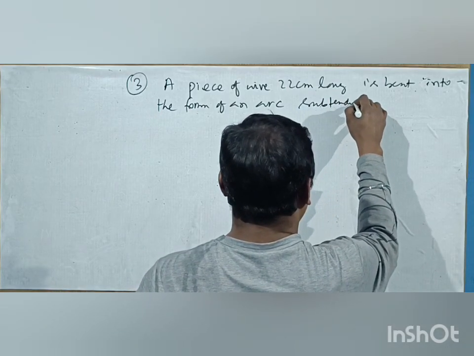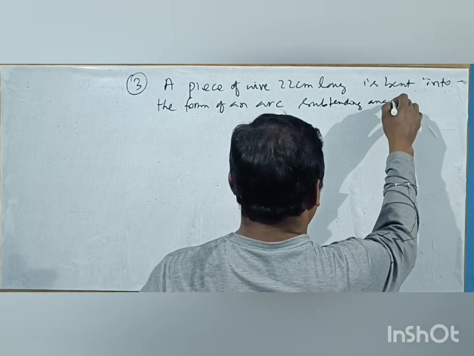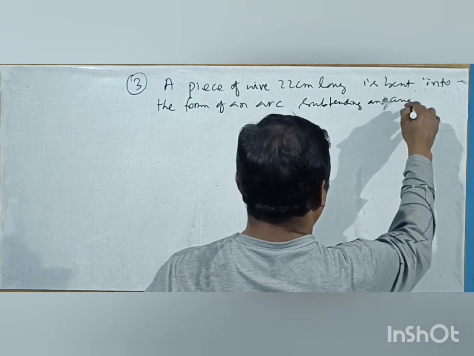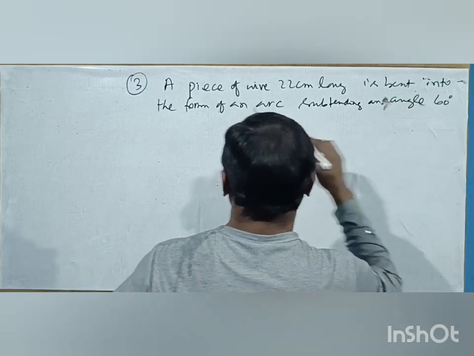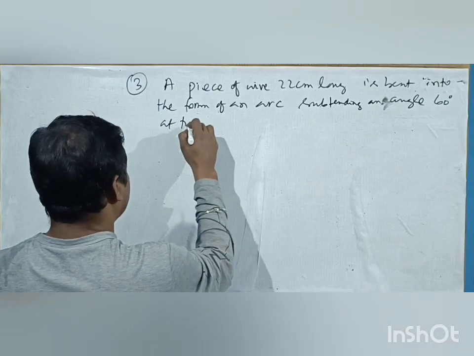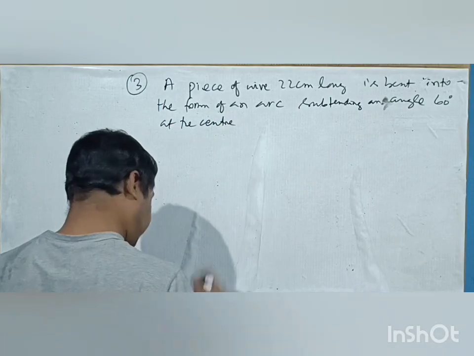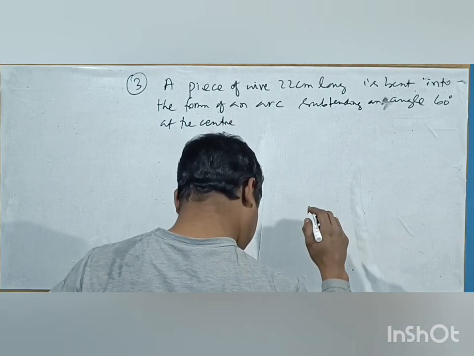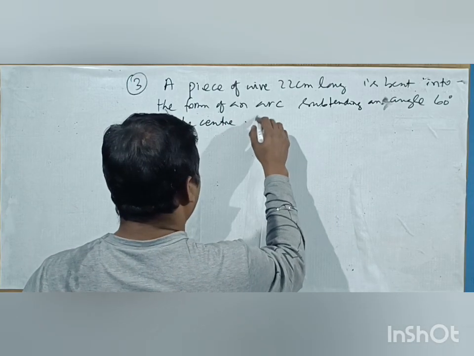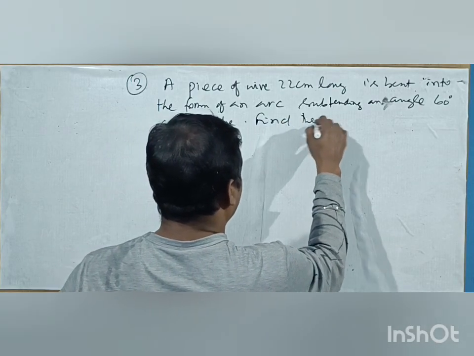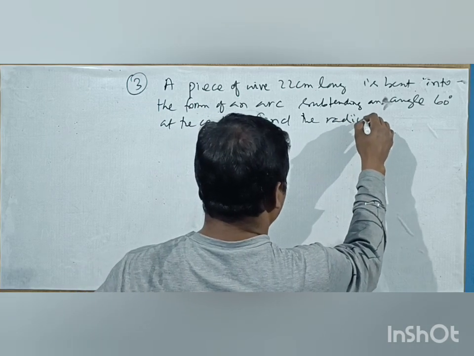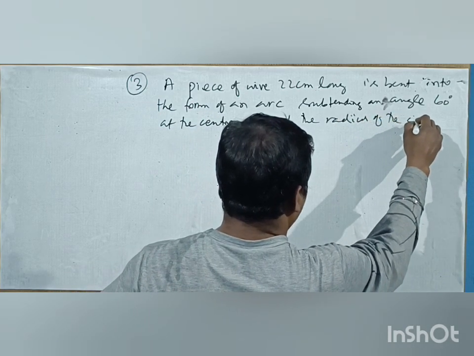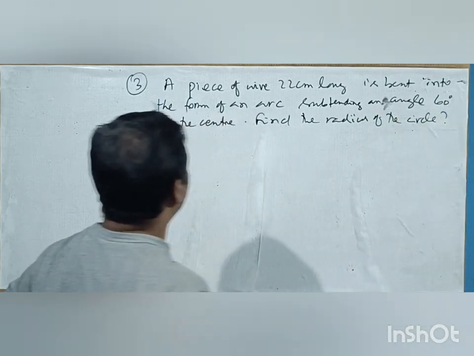Obtaining an angle of 60 degrees at the center. Find the radius of the circle. Okay?